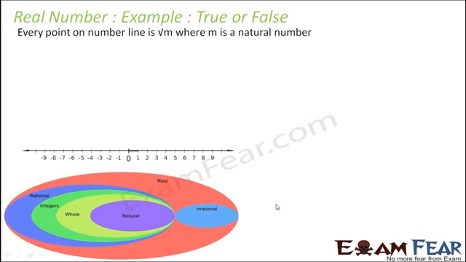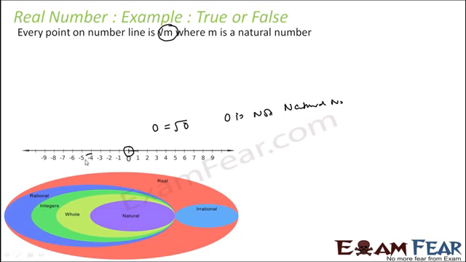So the question says every point on the number line is √m, where m is a natural number. We have to see this. So let's see this point. What is this point? This point is 0, and 0 will be equal to root 0. But 0 is not a natural number.